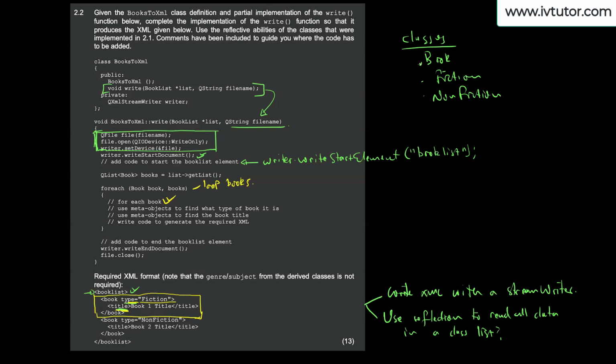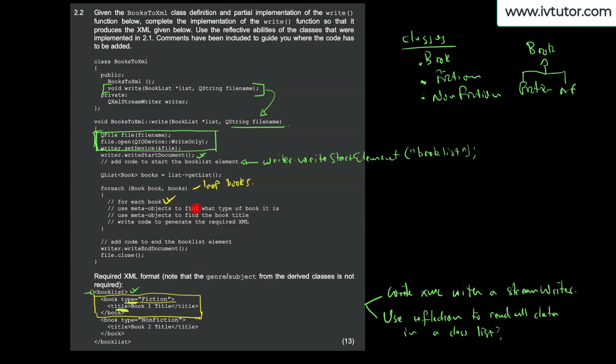These are the three classes you're given in 2.1. In other words, you've got book here, and then you've got inheritance, then you've got fiction, and then you've got nonfiction. That's what you've got from 2.1. Looking at the XML that you're given, type is the type of book, which is what? The name of the class. Is it this or is it that?